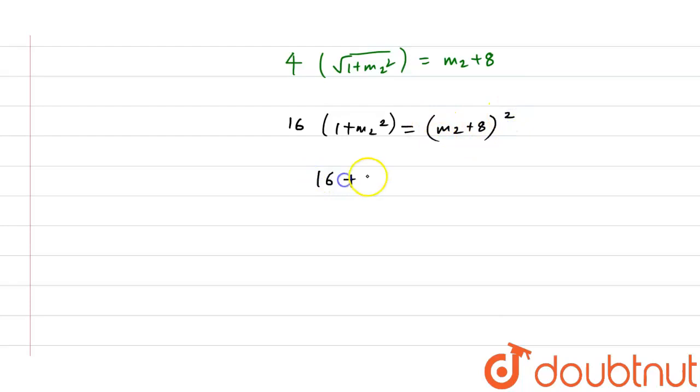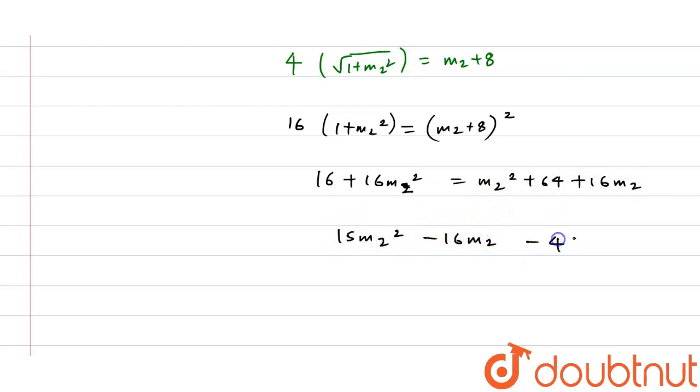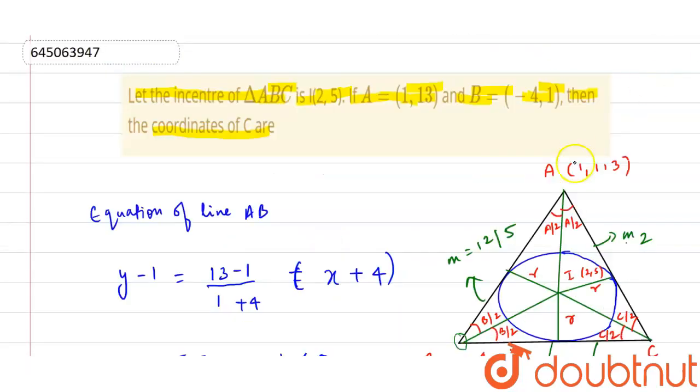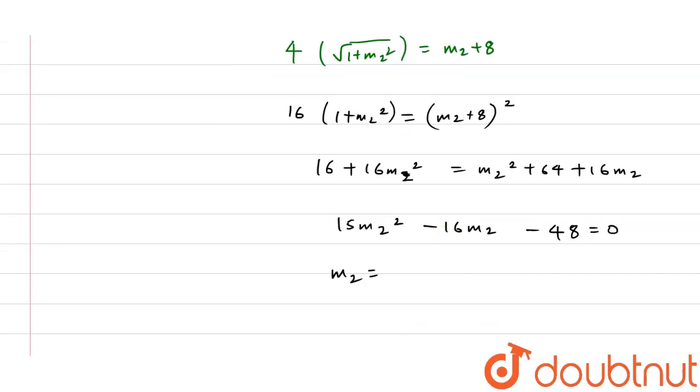So this will be 16 plus 16 m2 square, and that is equal to m2 square plus 64 plus 16 m2. So we get 15 m2 square minus 16 m2 minus 48 is equal to 0. Now from here we have to get two values of m2. So we have taken the coordinate A, so the coordinate has two slopes. One is given as 12 by 5 and the other is m2. So this equation has two values, one is 12 by 5 and the other is m2.